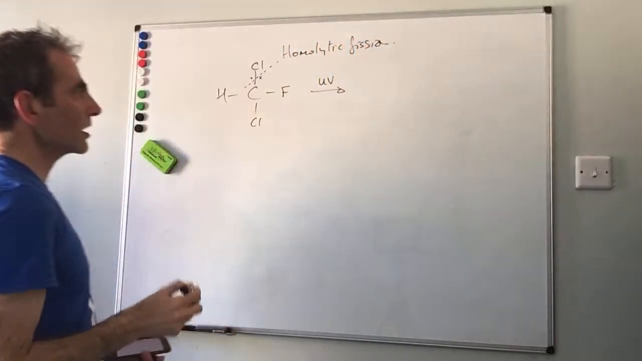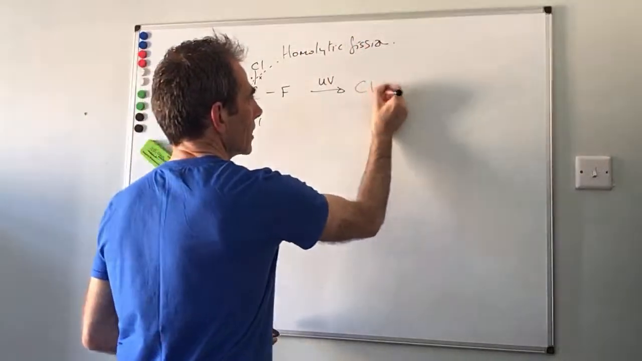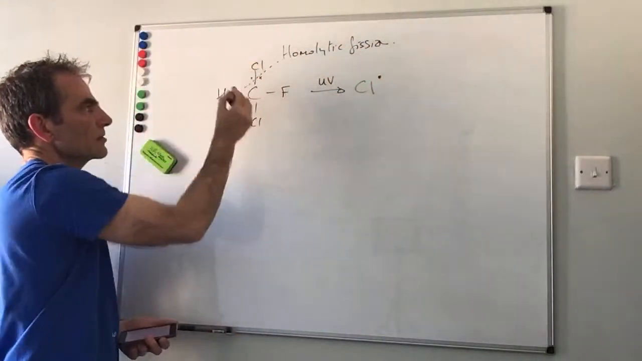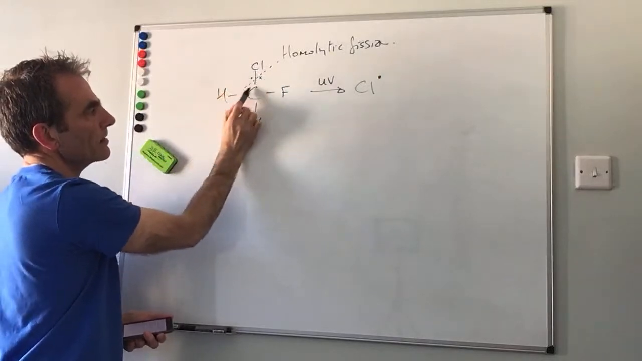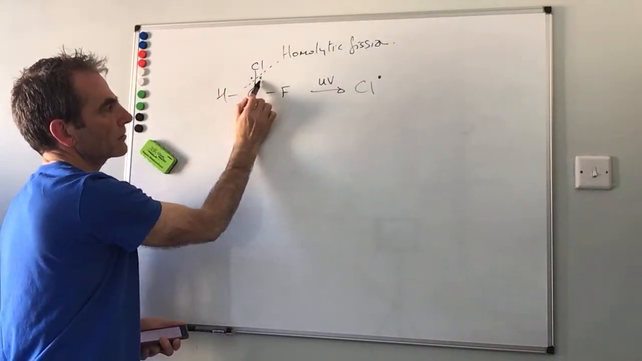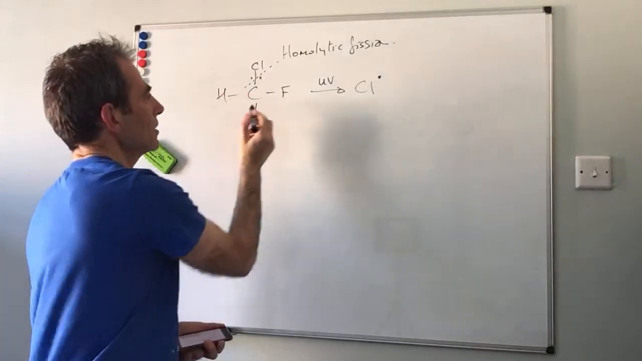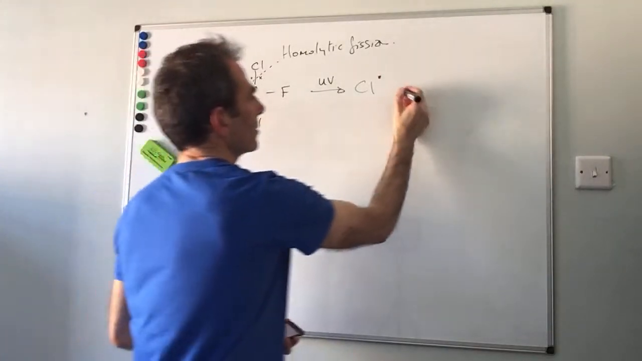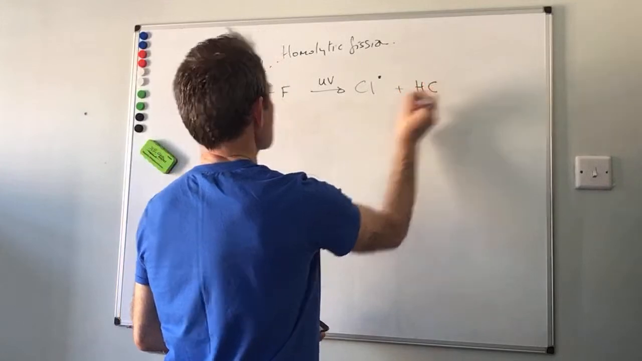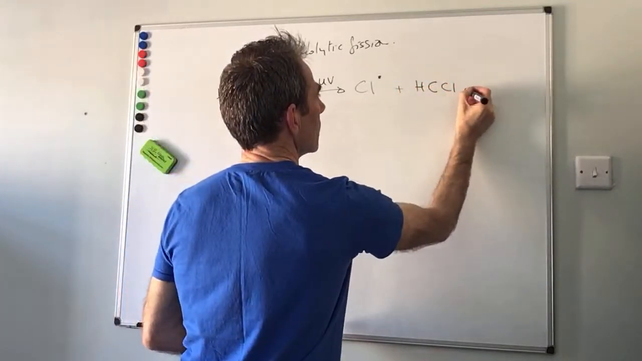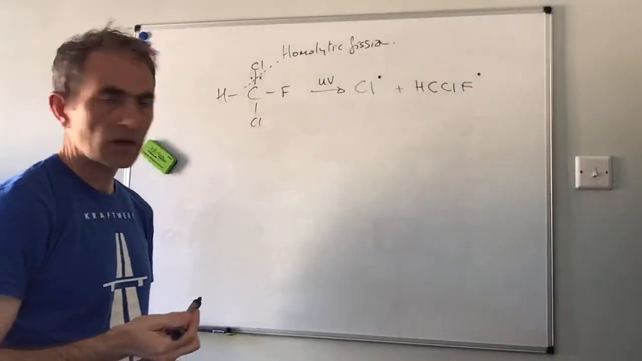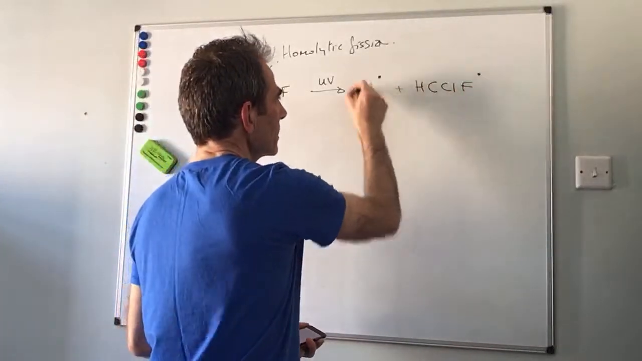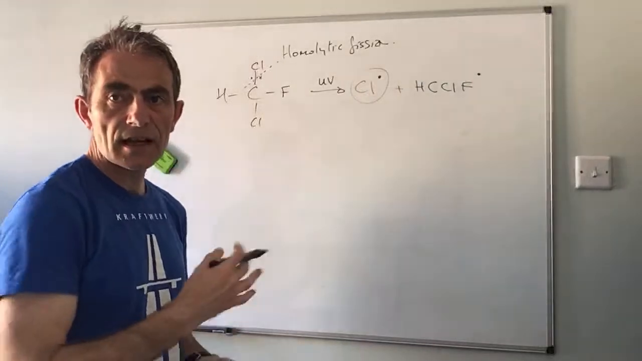Okay, so that's going to generate a chlorine radical. Notice that electron there is going to be kept by that chlorine, and this other part has got the other electron, so that's a radical as well. So that's HCClF dot to show that it's a radical. This thing here is the nasty thing.